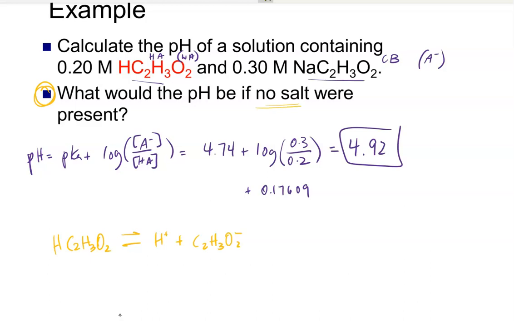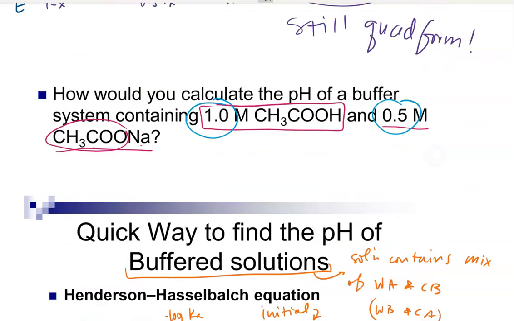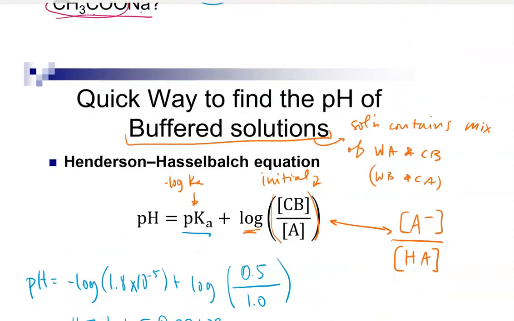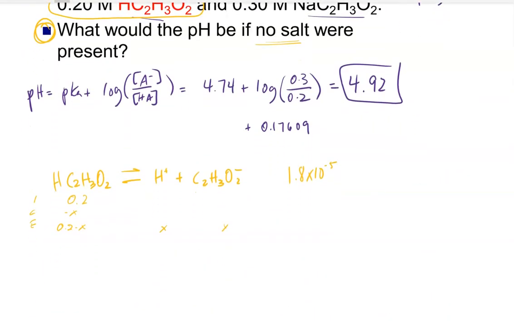If no salt were present, then we would just have the 0.2 molar. And these guys would just be x. And so our Ka is 1.8 times 10 to the minus 5. Am I remembering that right? 1.8 times 10 to the minus 5. And that's going to be equal to x squared divided by 0.2 minus x.